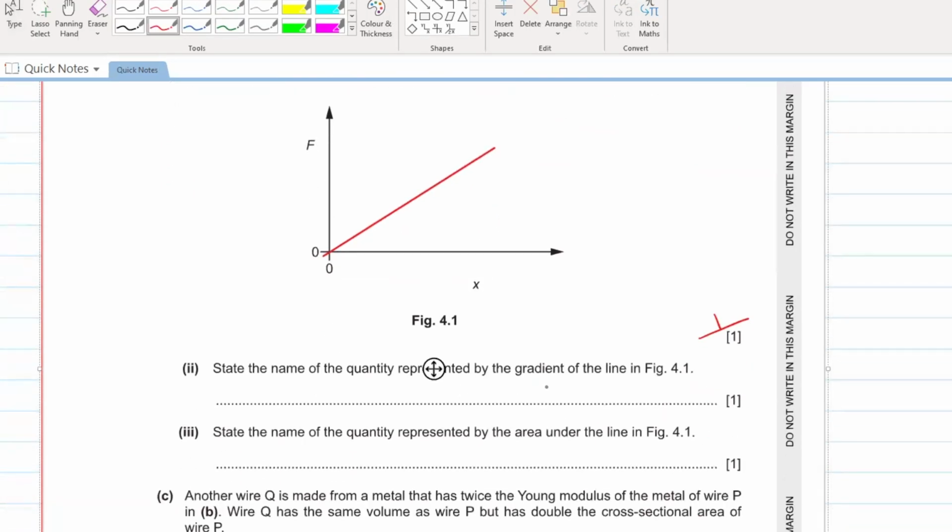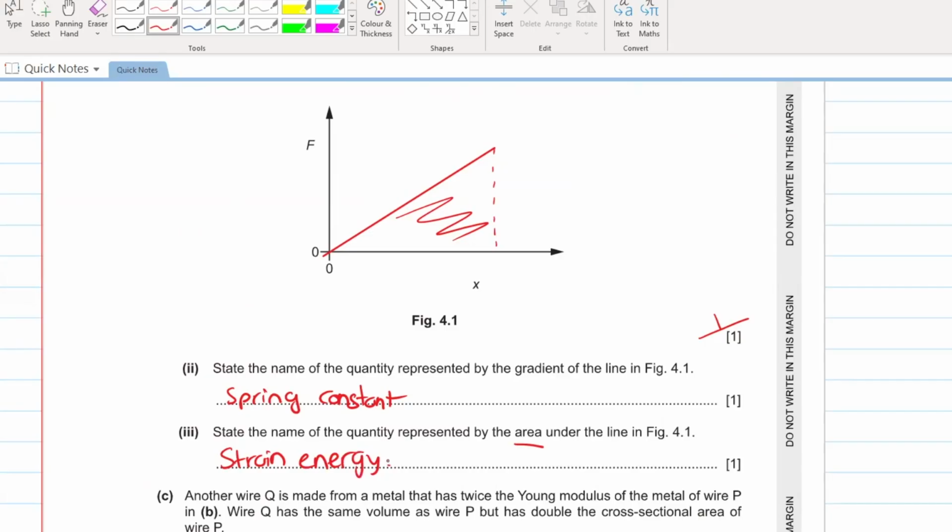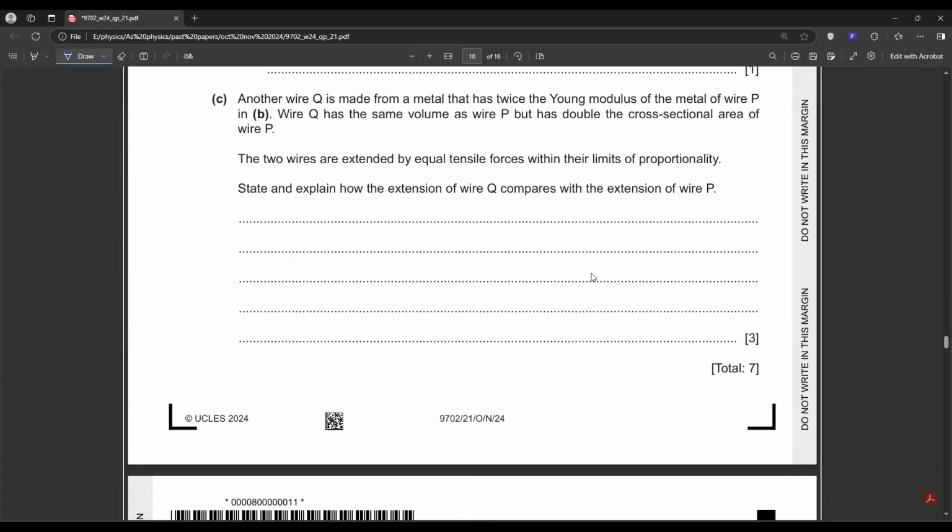State the name of the quantity represented again. Why is he asking such an easy question? The name of the quantity represented by the gradient of this graph is the spring constant. State the name of the quantity represented by the area. Very easy again, there can't be an easier question. This is your area, that is your strain energy. Perfect. Now let's see this question.